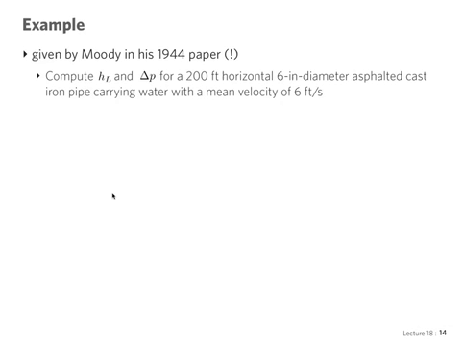Cast iron covered with a layer of asphalt inside. And you can go and look it up from a handbook or something to obtain the roughness. But let's write what we have so far. We have diameter. Let's put it immediately in feet. 6 inches is 1/2 or 0.5 feet. The length is 200 feet. The velocity is 6 feet per second.